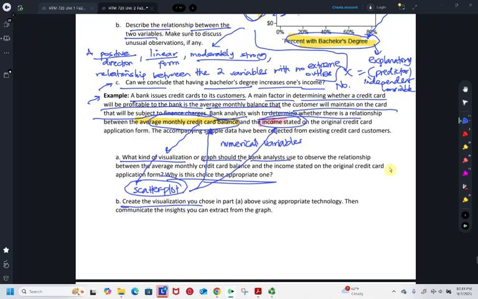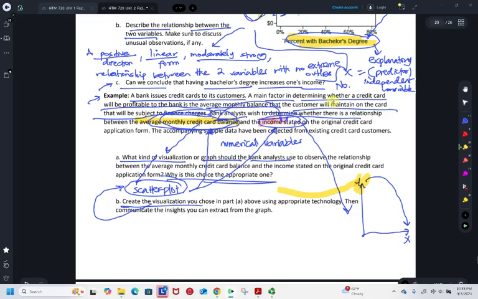We're now required to create the visualization we chose using the dataset provided. Before we do that, we need to think about the roles of the y and x-axis. Which variable would depend on the other? I would say that average credit card balance would probably depend on the income. So on the y-axis would be average credit card balance, and on the x-axis would be the income stated on the original credit card application.